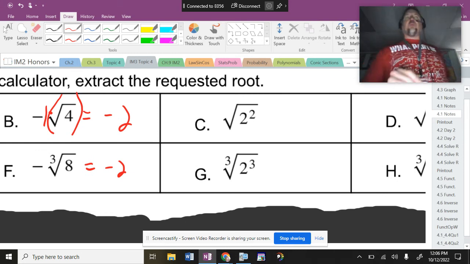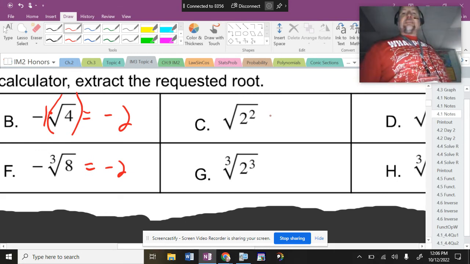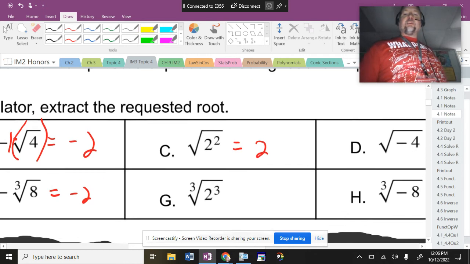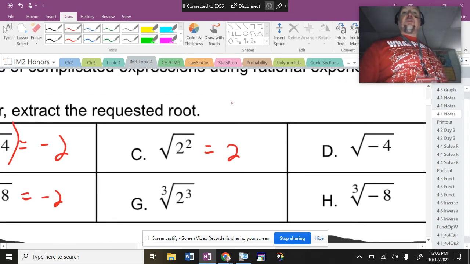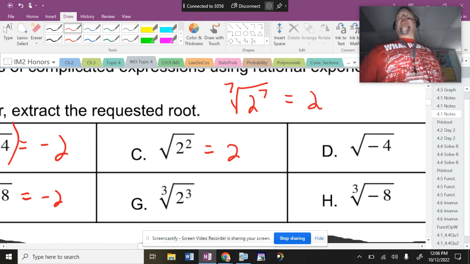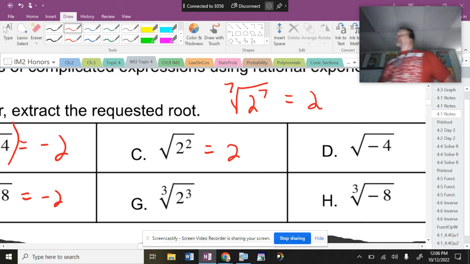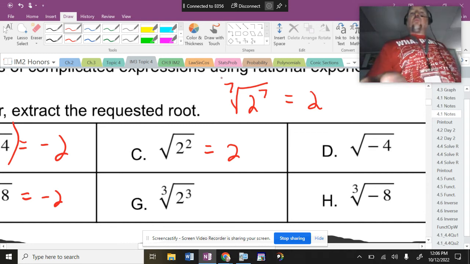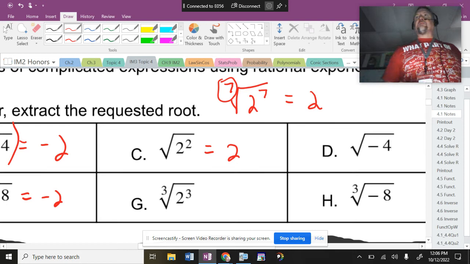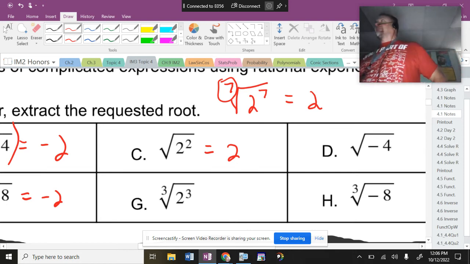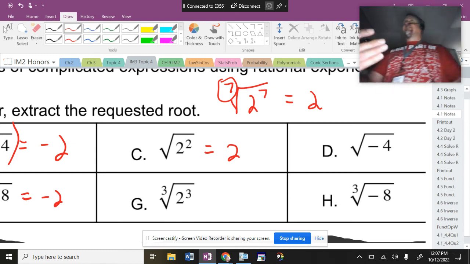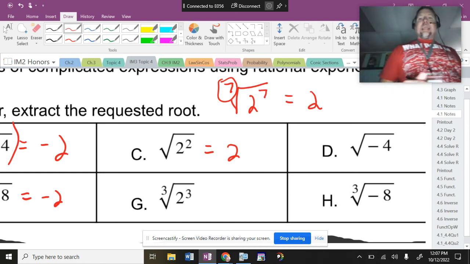What's the square root of 2 squared? 3, 2, 1, go. Two. It's not 4. It's 2 because 2 squared is 4. But you know what really is important? What's the 7th root of 2 to the 7th? 3, 2, 1, go. That's 2, and then understanding that those are like opposite operations, now you're getting it. What times itself 7 times equals 2 to the 7th, which is 2 times itself 7 times. It's 2. So that's why we have to know that and understand that.